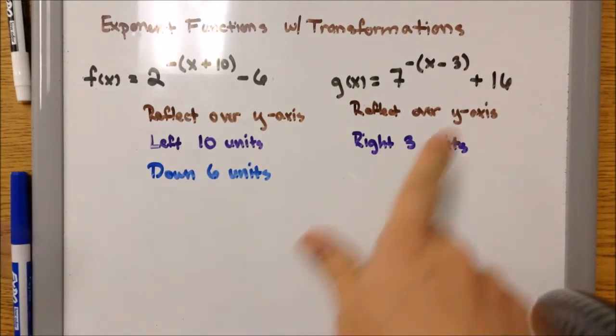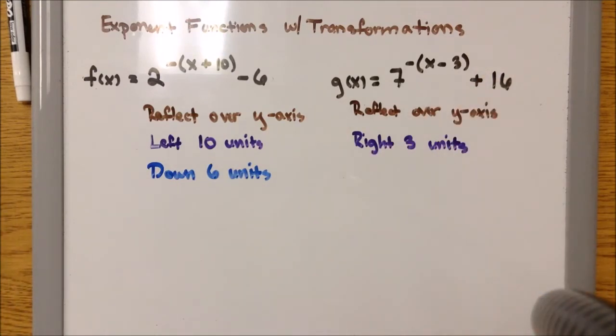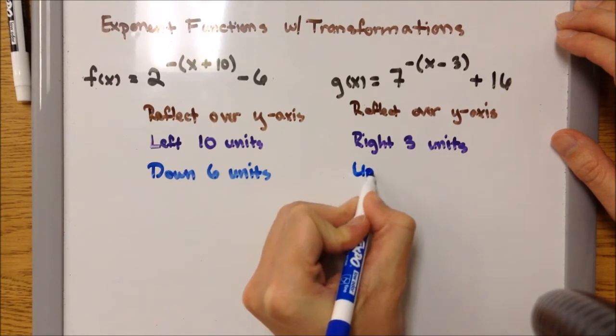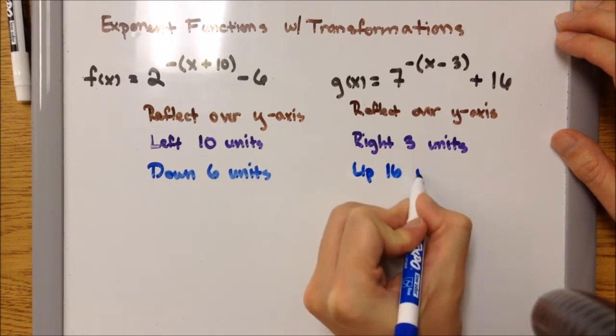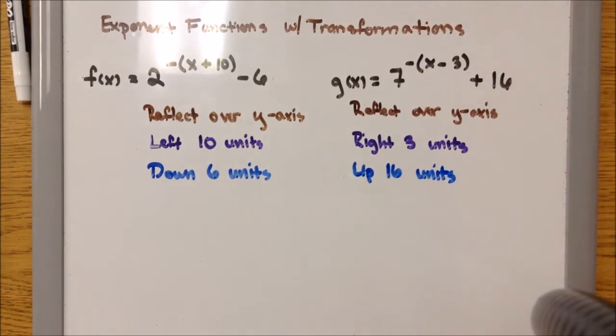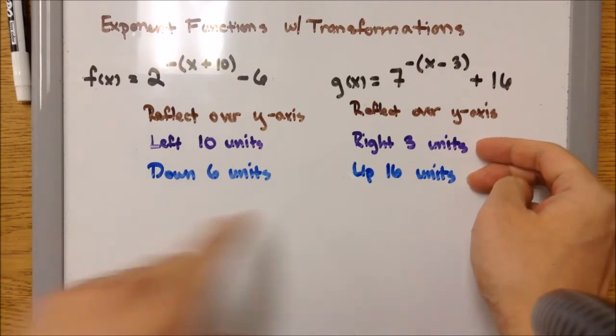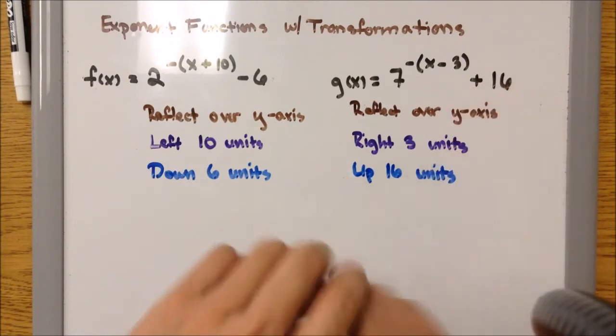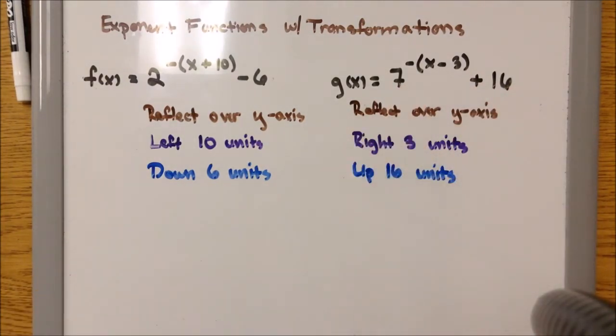Now we have another number, the plus 16. The plus 16 is after the x. So again, a number after the x, up or down. So since it's plus, it means it's up 16 units. And that's all the transformation for example 6. These two right here are the translation. Right 3, minus 3. Up 16, plus 16. And then again, since there's a negative in front of x, reflect over y-axis.